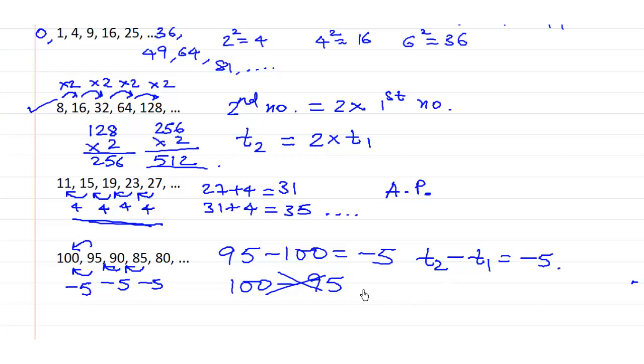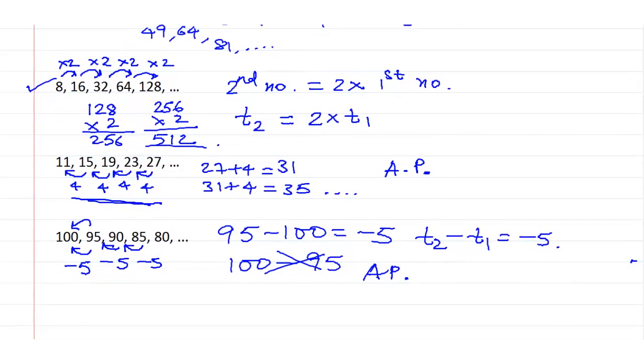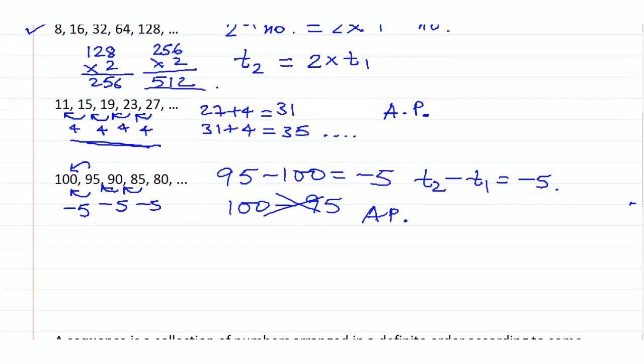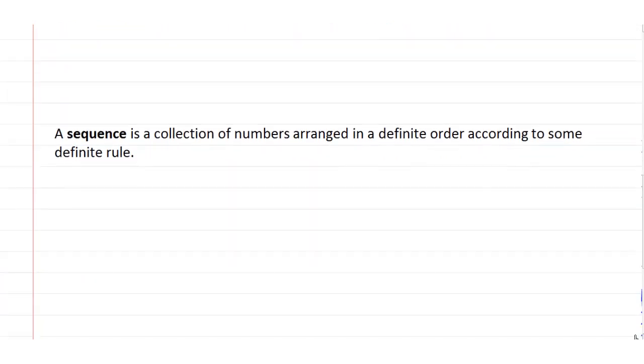We can guess the next number would be 75. 75 minus 5 is 70, and so on. So again, this is not only a sequence, it is also an arithmetic progression. It is also an AP. So we can deduce that a sequence is a collection of numbers arranged in a definite order according to some definite rule.